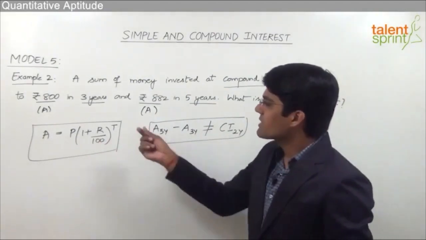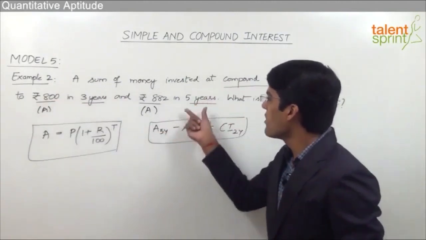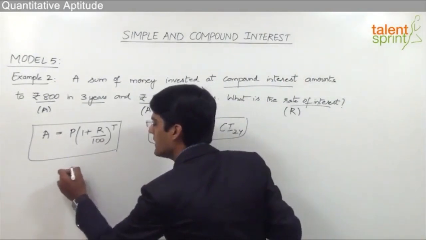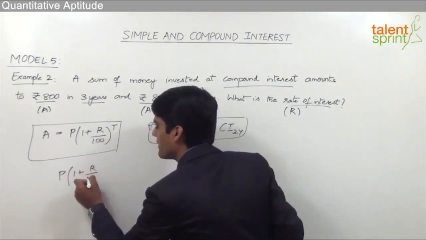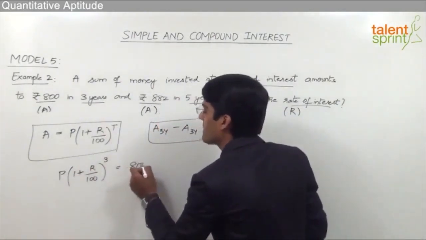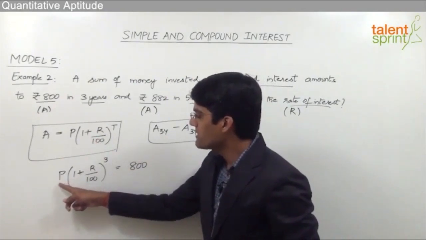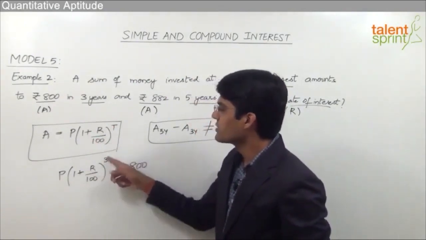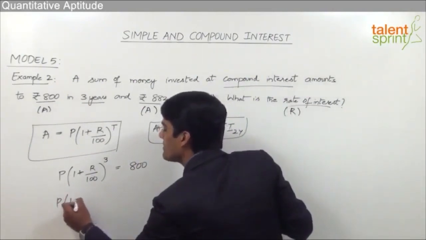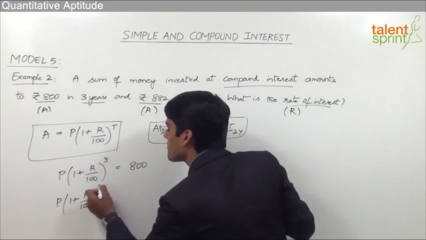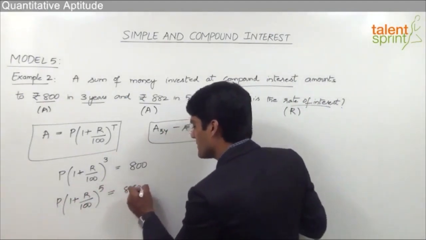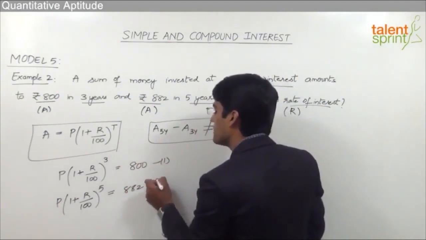So now as given in the question, amount for 3 years is 800 and amount for 5 years is 882. So going by the formula, we can say that principal into 1 plus R by 100 whole to the power of 3 should be equal to 800. That is nothing but the formula for amount, principal into 1 plus R by 100 whole power T. So when time is 3 years, the amount is 800. Similarly, principal into 1 plus R by 100 whole to the power of 5, when the time period is 5 years, the total amount is 882. So this is equation number 1 and equation number 2.